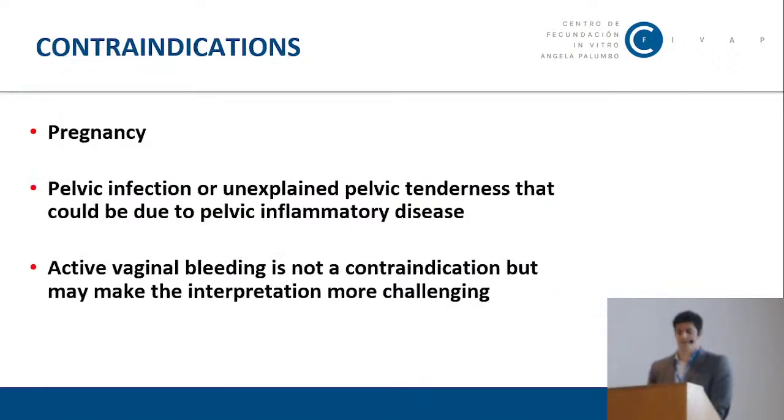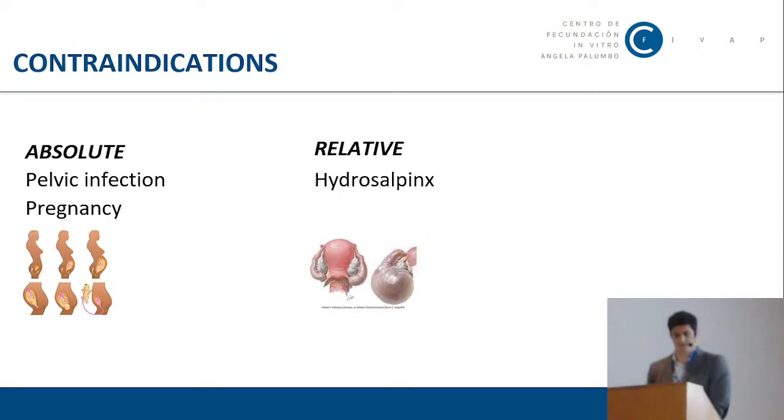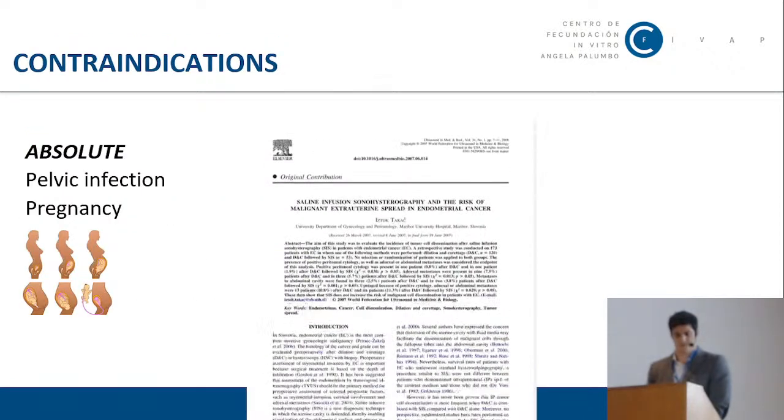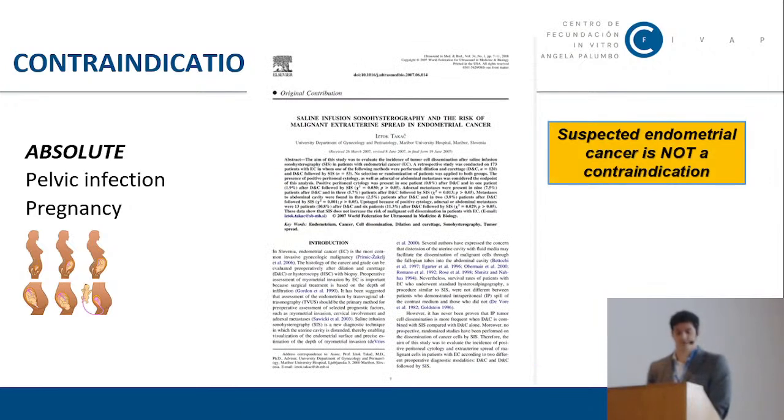What are the contraindications for this test? Pregnancy, pelvic infection or unexplained pelvic tenderness that could be due to pelvic inflammatory disease are absolute contraindications for the test. Active bleeding is not a contraindication, but may make the interpretation more challenging. Hydrosalpinx is not a contraindication, but does require the use of antibiotics. And suspected endometrial cancer is not a contraindication for the technique.